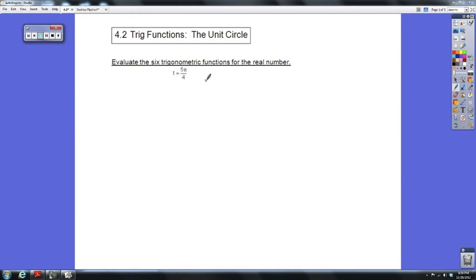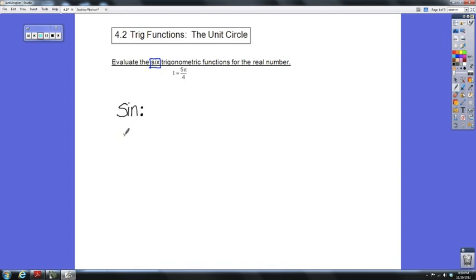Everybody. Today we're going to continue talking about the unit circle and work on some trig functions. So the first thing we're going to do is evaluate these 6 trig functions for the real number 5/4 pi, or 5 pi over 4. You're going to find that we're going to do this a lot from here on out. We're going to evaluate these 6 trig functions. So let's go ahead and list all of them so we have room to answer these.